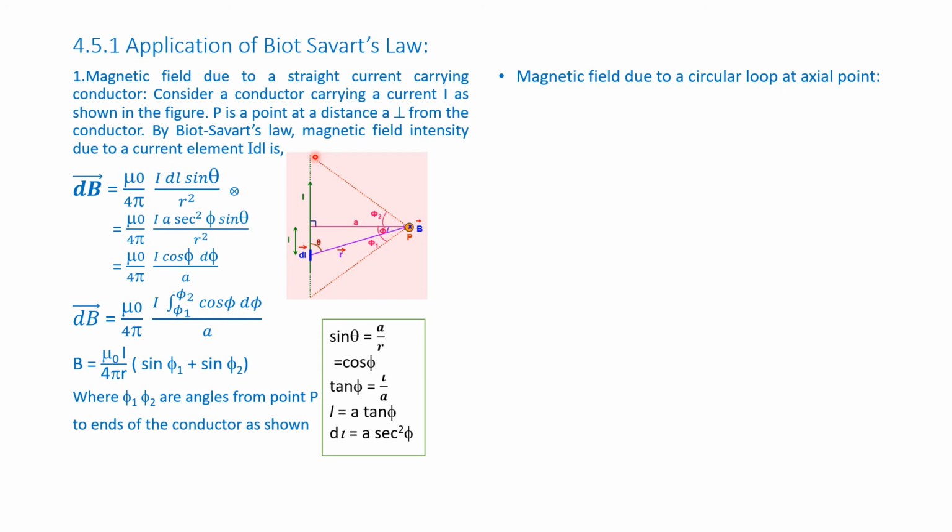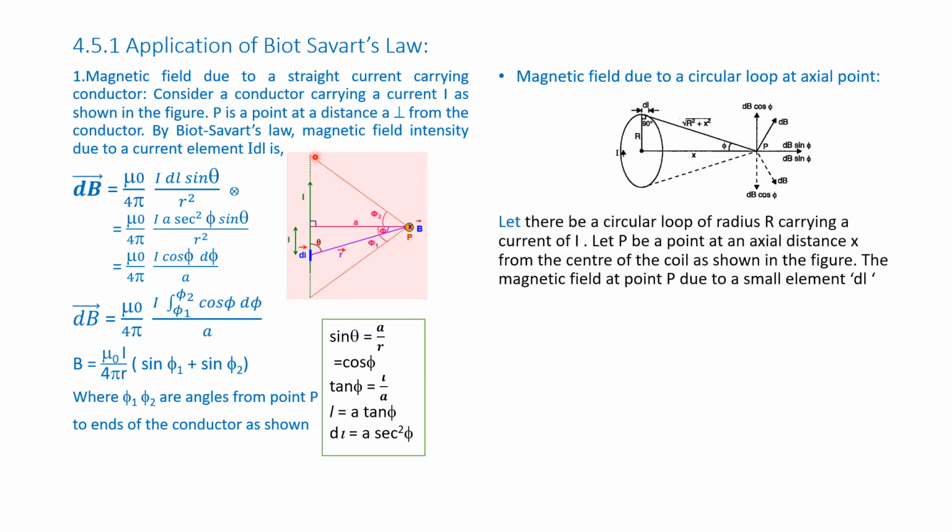Now, having studied the magnetic field due to a straight current carrying conductor, we will find the magnetic field due to a circular loop at the axial point. Please see the figure given below. This is a circular loop at axial point. This is a circular loop carrying a current I, shown here, and current is flowing in the clockwise direction.